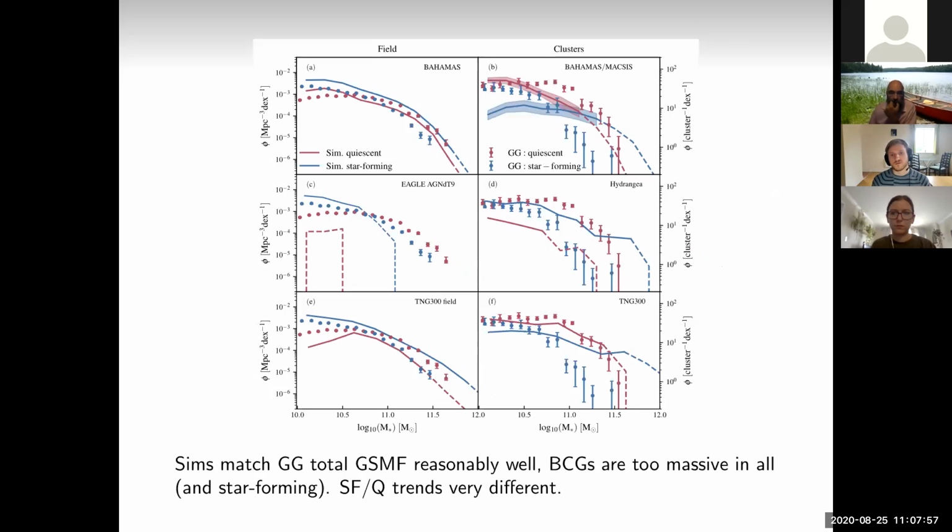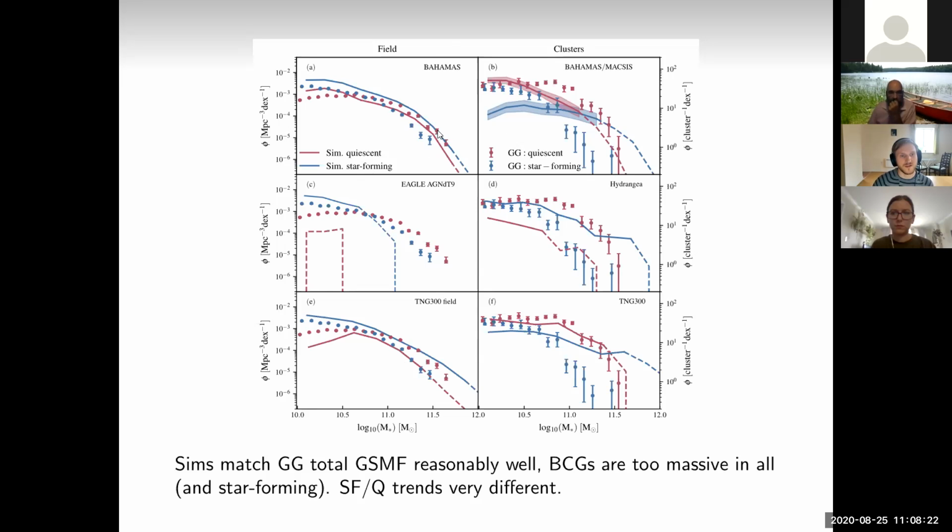Right, so this is moving to the second class of tests, which is splitting the galaxy stellar mass function by type. So star forming and quenched galaxies, each row is now a different simulation. And on the left, you have the field stellar mass function, and on the right, you have the cluster stellar mass function.